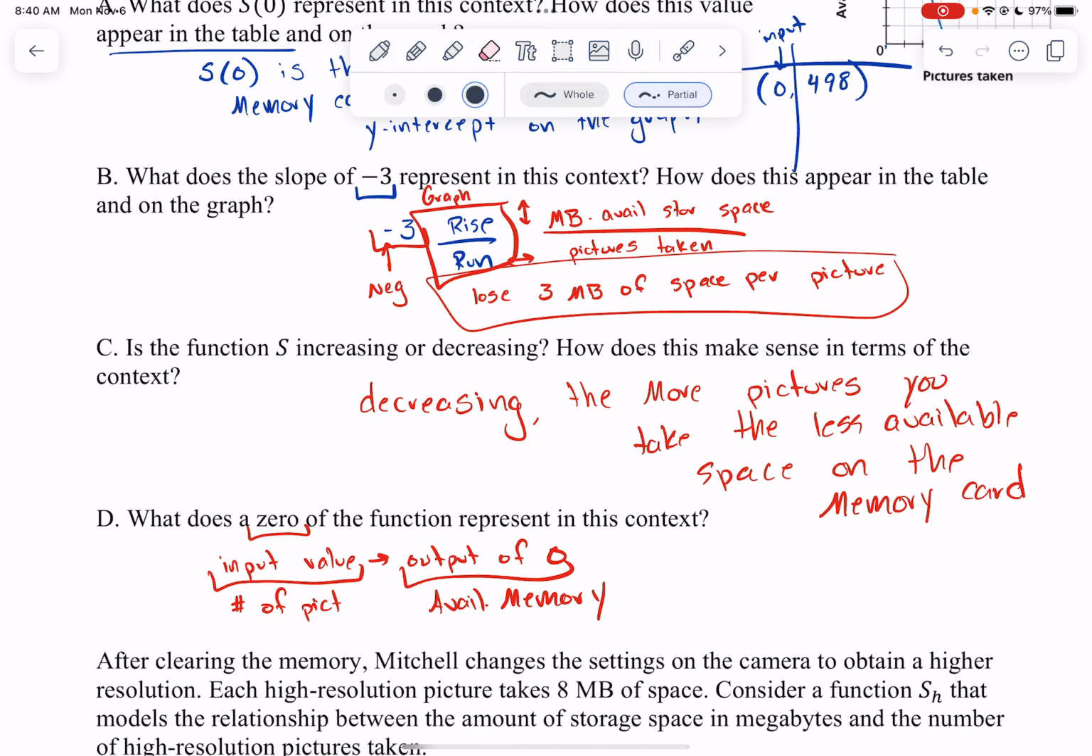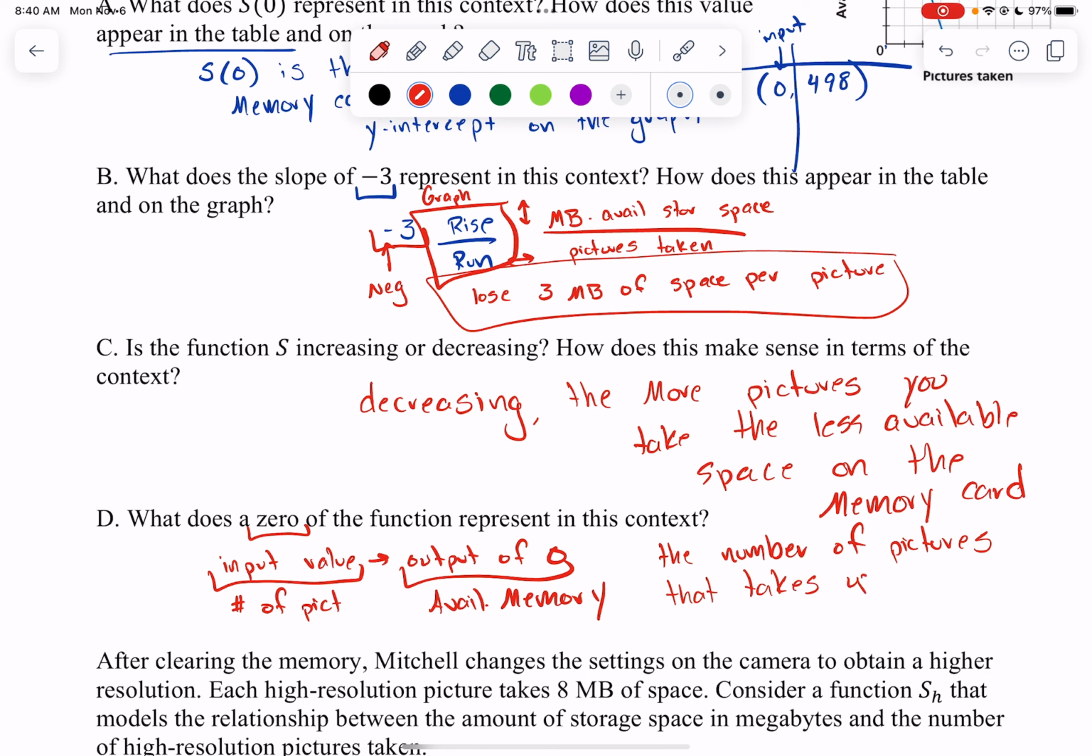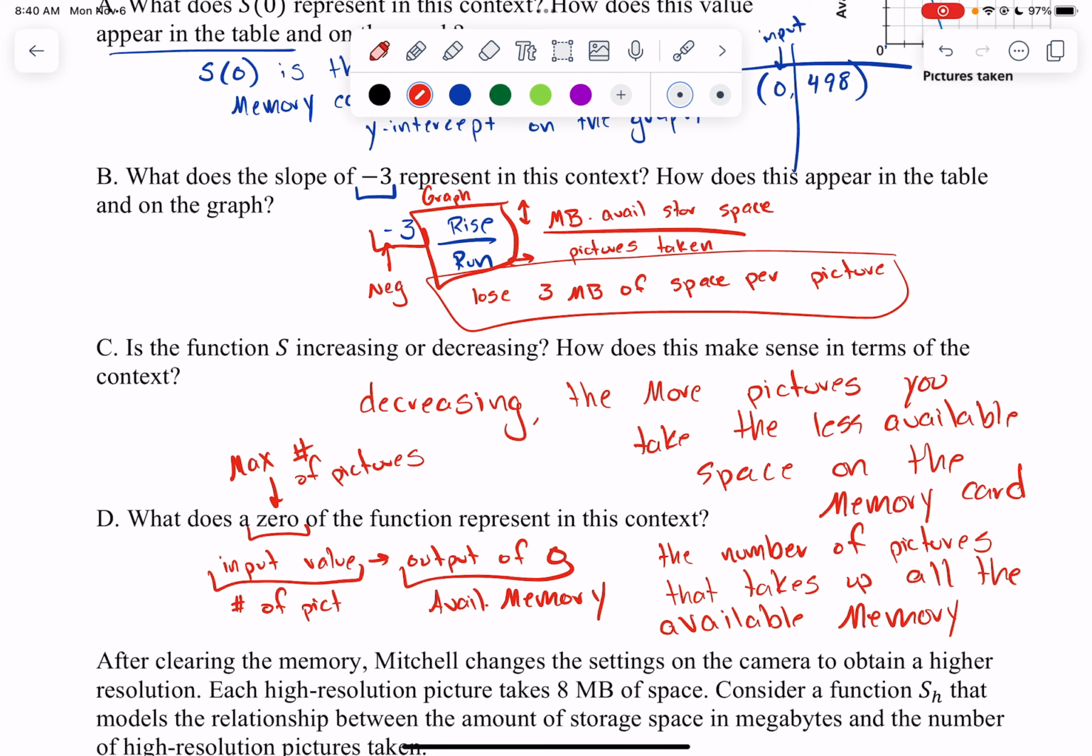Let's not use the word maximum. We can, but a 0 would be the number of pictures that takes up all the available memory. Okay, so really it also is the maximum number of pictures you can take with this memory card. So the input, the 0, would be the max number of pictures, because your memory can't go into the negatives.